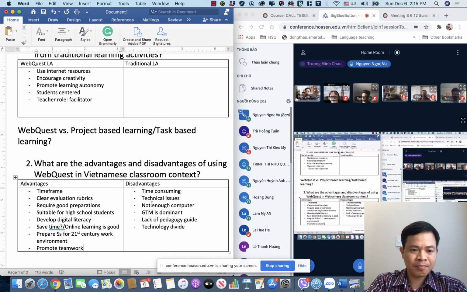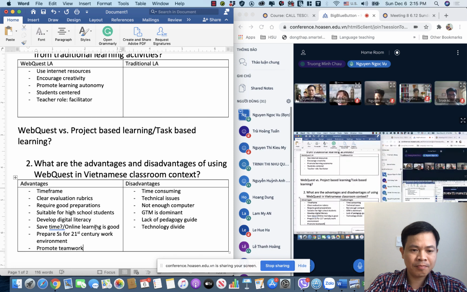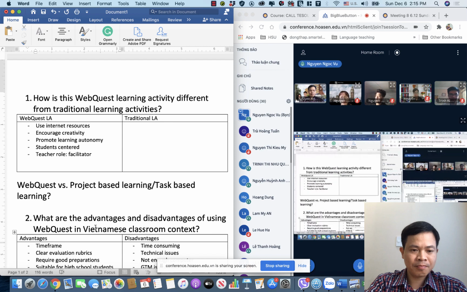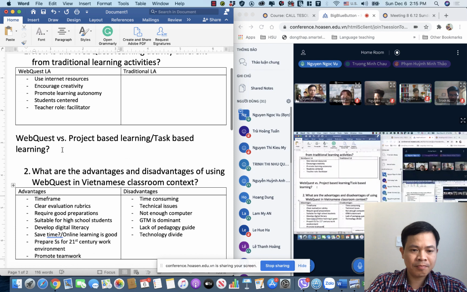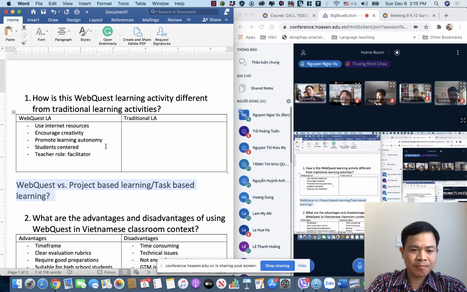Okay, thank you very much, Minh Châu. Very good point. You added some more points relating to the 21st century skills, which is very important for our discussion here. Now, going back to these two questions, let's fill up the tables before addressing the questions raised from group number 2 on how WebQuest is different from project-based learning or task-based learning.